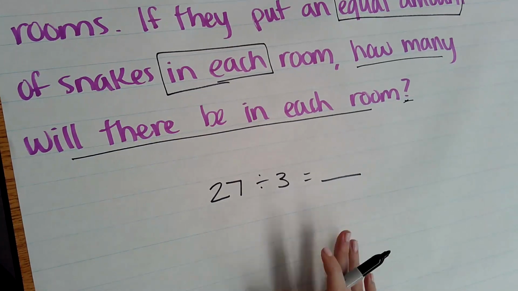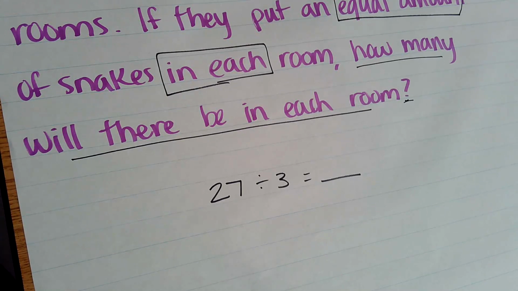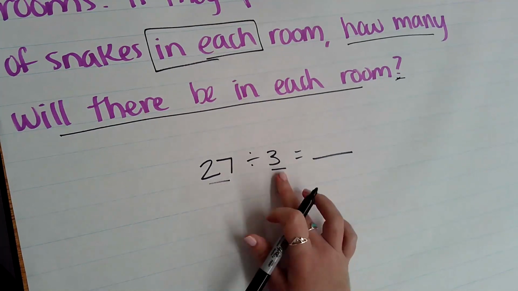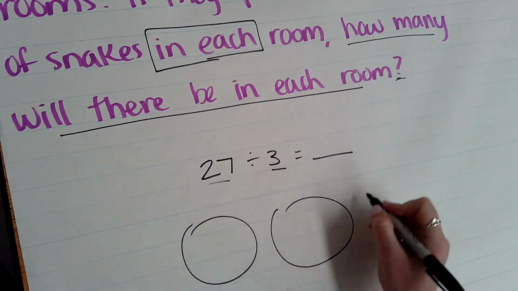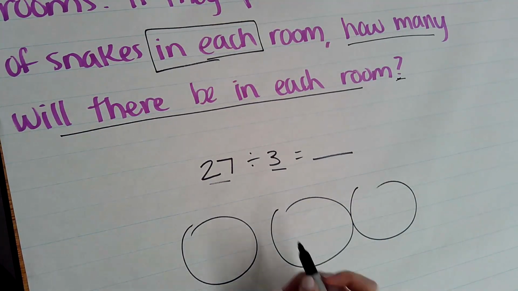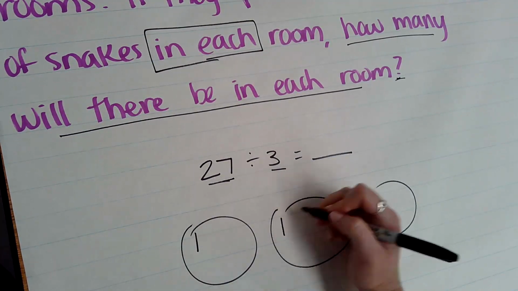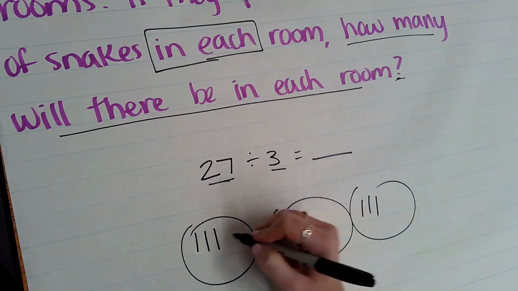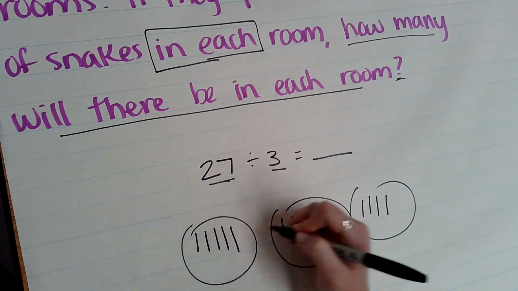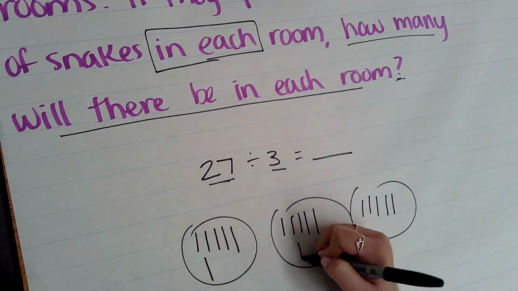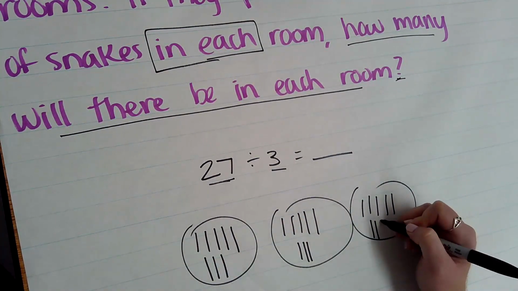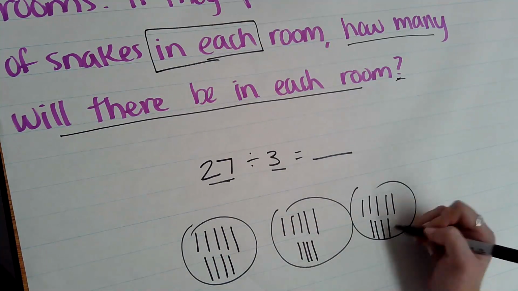In the beginning of the year, this might be a problem that students are still drawing out. So for my division, 27 divided by 3, that 3 tells me I'm going to need those 3 groups for those 3 rooms, and I have 27 snakes that I'm dividing into each. 1, 2, 3, 4, 5, 6, 7, 8, 9, 10, 11, 12, 13, 14, 15, 16, 17, 18, 19, 20, 21, 22, 23, 24, 25, 26, 27.